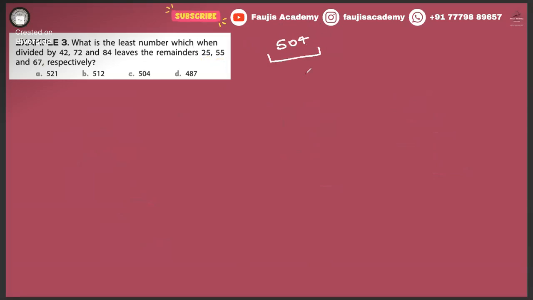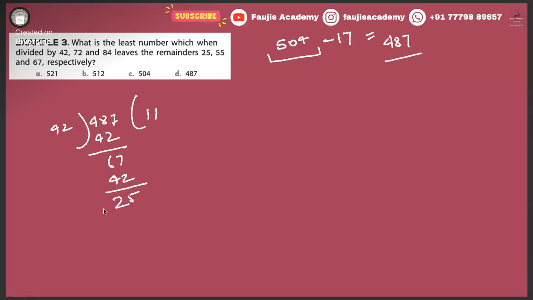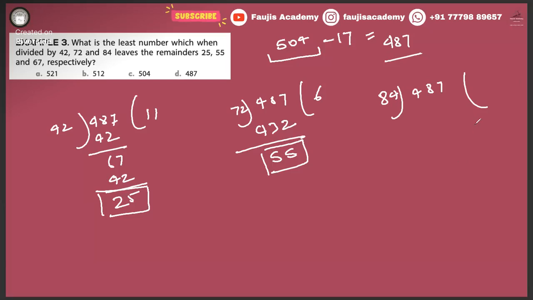504 was the LCM. 504 minus the common difference of 17 gives 487. Now you check. What is the remainder? 25, sir. What is the remainder? 55, sir. What is the remainder over here, Varshini? 67, sir. Right? So what are we supposed to do? Plus or minus? Minus, sir. Just plus or minus, you see this much of difference.